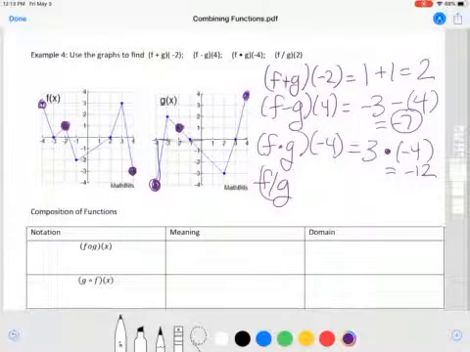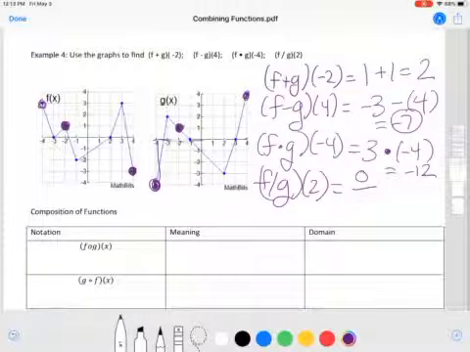F divided by g of 2 is equal to f of 2, which is 0, and g of 2, which would be negative 3. And when I take 0 divided by negative 3, that gives me 0. So we've talked about evaluating combinations of functions by equations, by tables, and now by graphs. So you should be able to do it in any representation now.